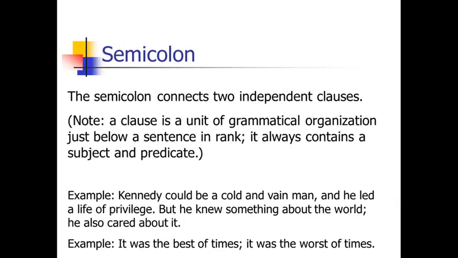All right, so I'm going to start with the semicolon. That's the one that you're probably all the most comfortable with. So the semicolon is used to connect 2 independent clauses. It's basically bringing together 2 small sentences that you want to connect or join in some way.